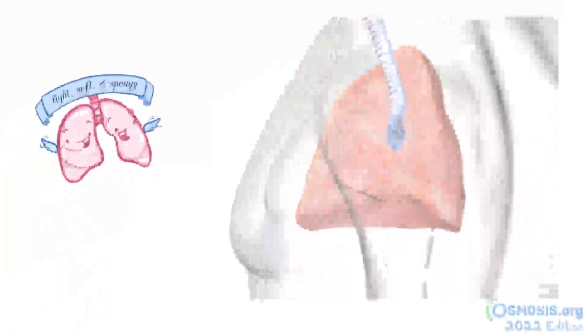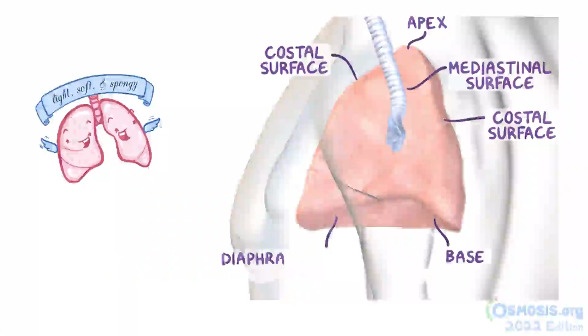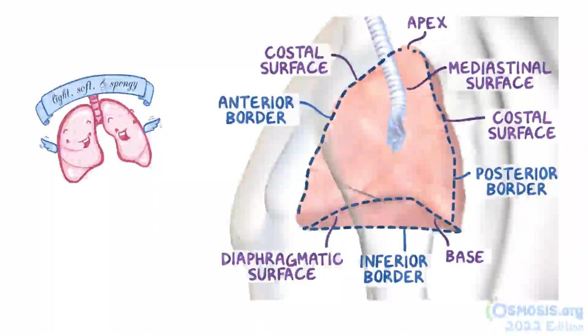The lungs are light, soft, and spongy, and each of them has an apex, a base, and three surfaces: costal, mediastinal, and diaphragmatic, and three borders: anterior, inferior, and posterior. The apex is the blunt superior end of the lung above the level of the first rib into the root of the neck, while the base is the concave inferior surface of the lung that rests on the diaphragm.